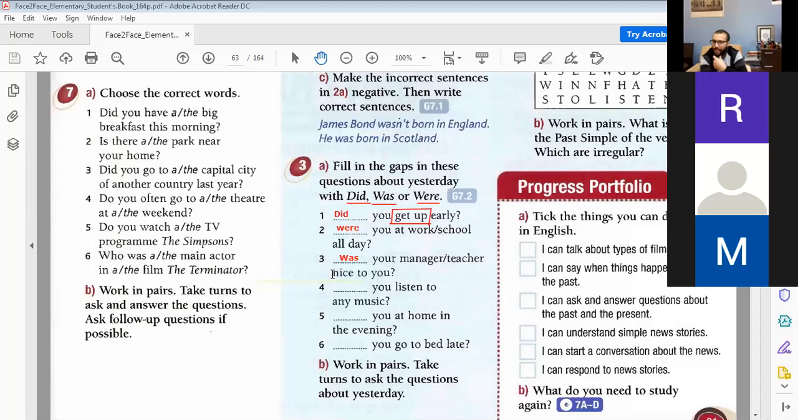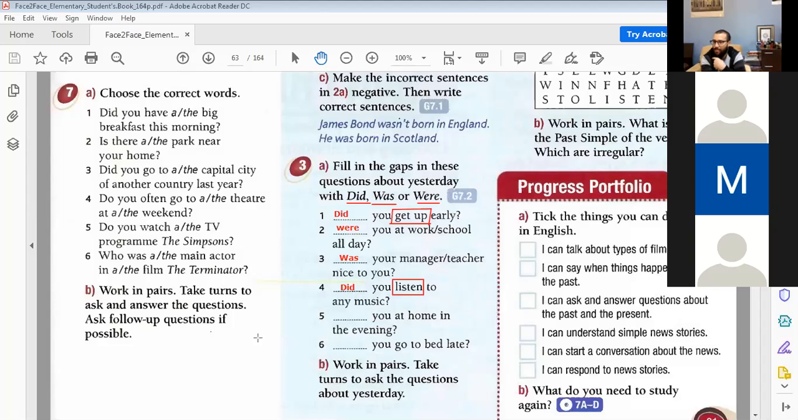Okay, very good. Now, what about number 4? Rana, what do you think? What should we use with number 4? Did you listen to any music? Right. Why did you use did here? Because there's a verb, listen to. Yeah, because we have a verb, listen. That's correct. Nice.